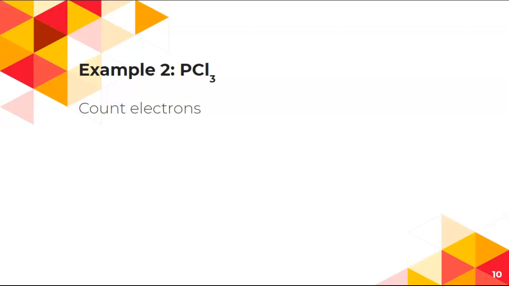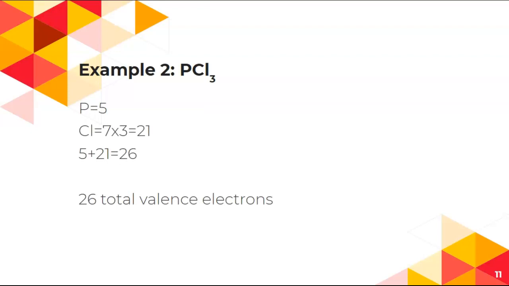Step 1, counting up our electrons. Phosphorus is in group 5, it's going to have 5. Chlorine is in group 7, each chlorine is going to have 7, but in Cl3 there are 3 chlorines, so that's going to be 21. And 5 plus 21 is 26. So we have 26 total valence electrons available.